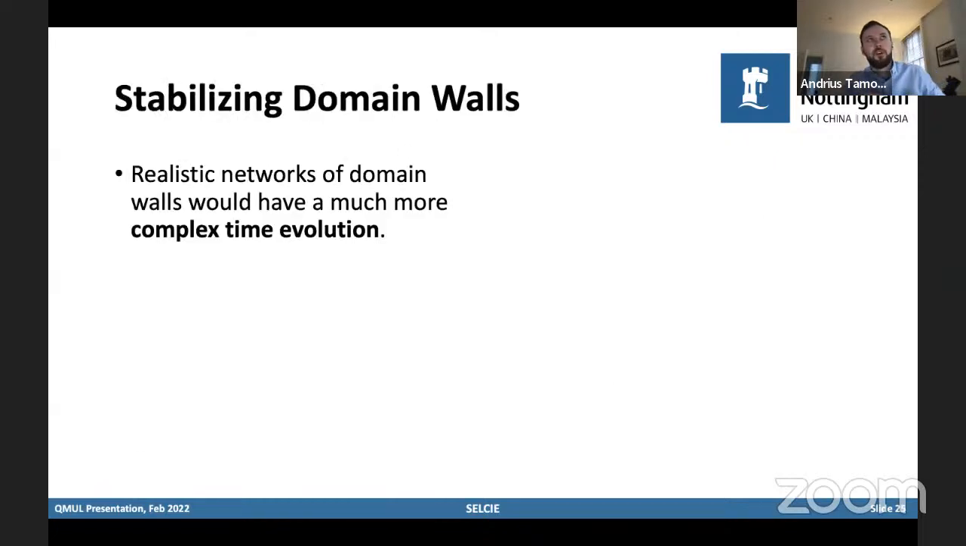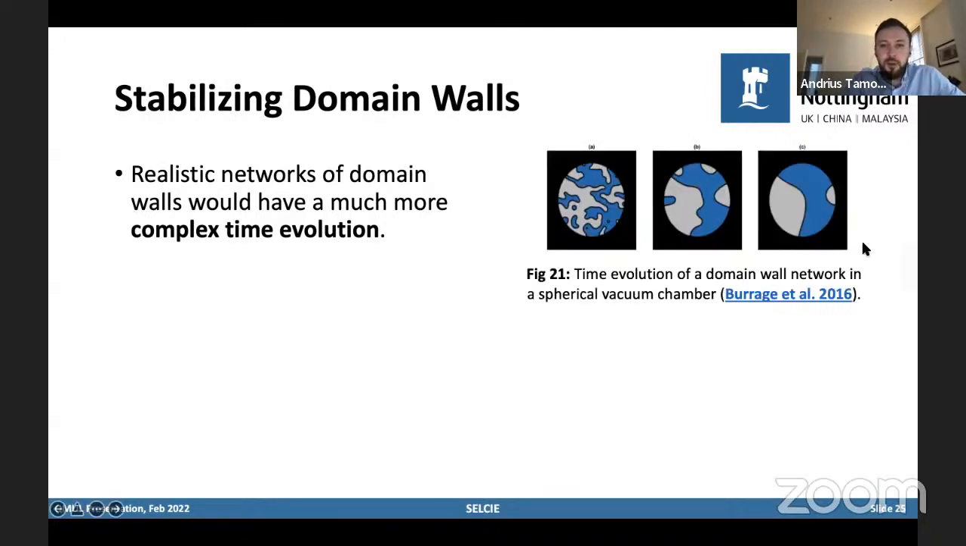So in fact, one of the issues if you want to detect these types of domain walls is that realistic networks of domain walls would have a much more complex time evolution. So it would look something like that.